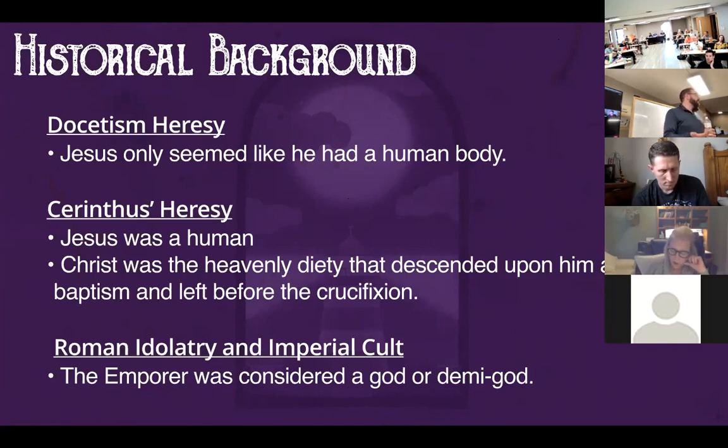So this is a heresy. But the sinless Jesus part is true. The sinless Jesus part is true, everybody. We got that? I'm not a heretic.